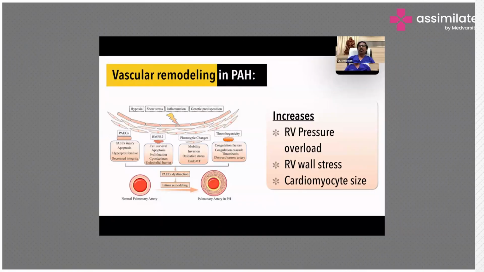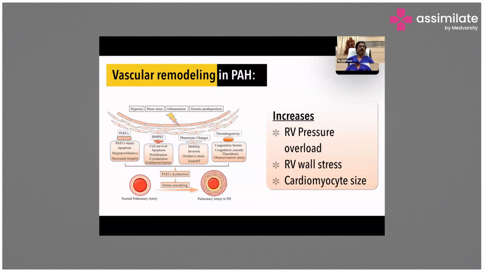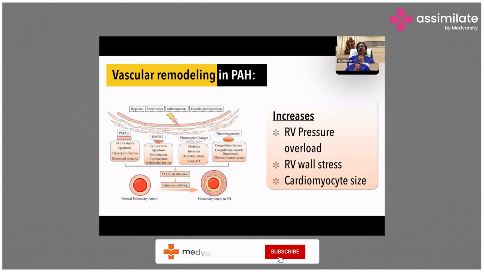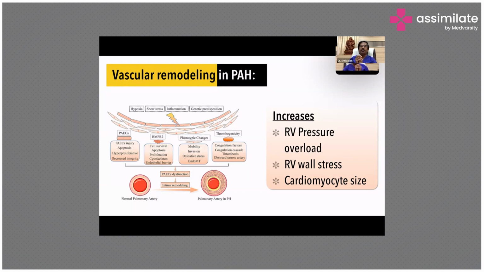So now we'll go into the pathophysiology of this group 1 pulmonary arterial hypertension. This pulmonary arterial hypertension, previously, was called primary pulmonary hypertension, then it was called idiopathic pulmonary hypertension. And here we have two varieties, the hereditary form and an acquired form. The hereditary form accounts for around 85%, the rest, 10 to 15%, will be an acquired form.